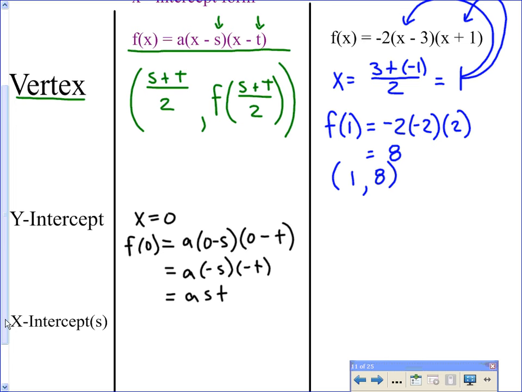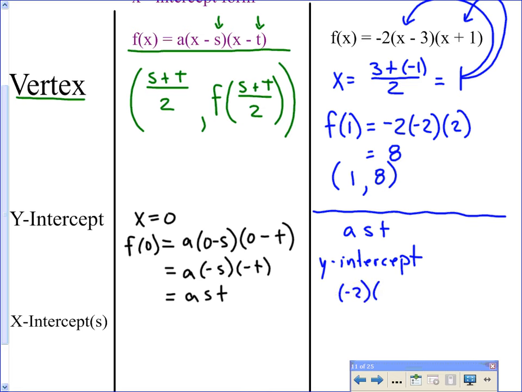Now let's go over and apply it to this example I have. If I want to find the y-intercept, it's just going to be a times s times t. We know the value of a, so my y-intercept is going to be my a, which is negative 2, times my s, which is 3, times my t, which is negative 1. And that is going to give me 6. That's my y-intercept there.